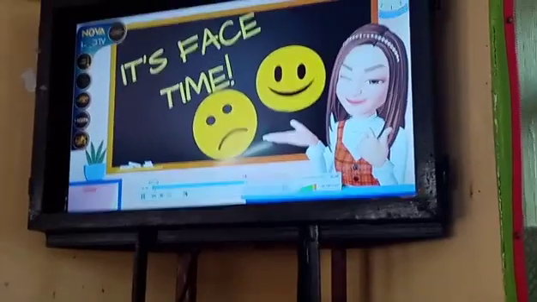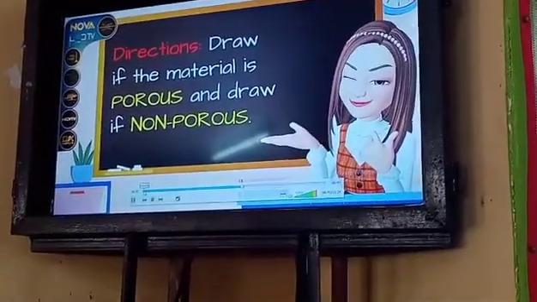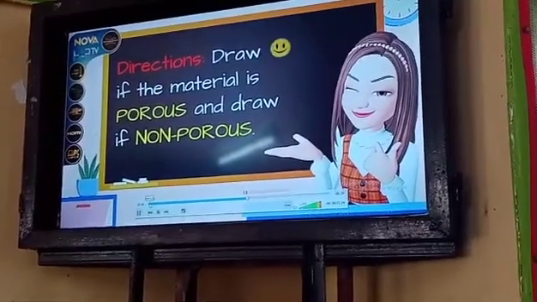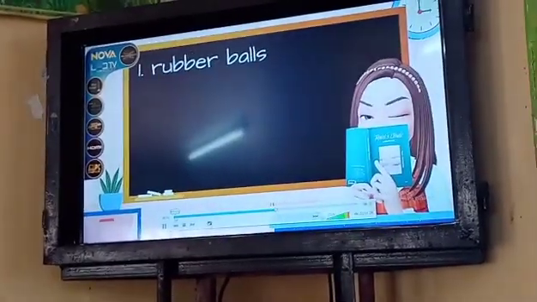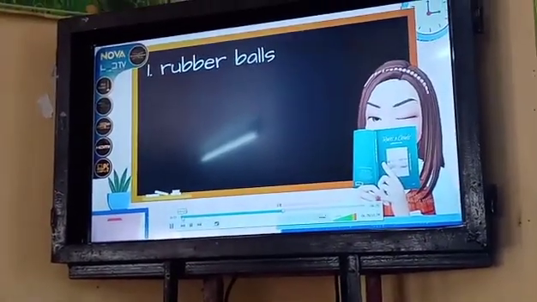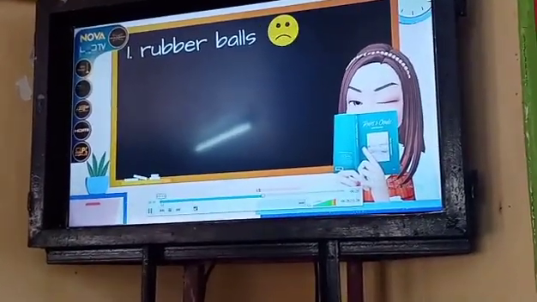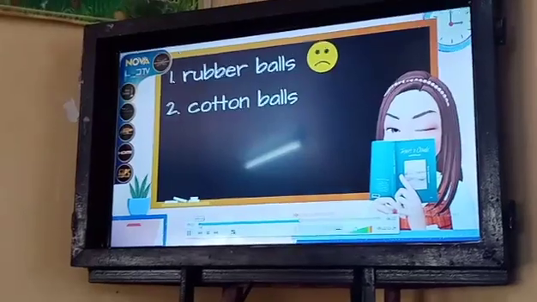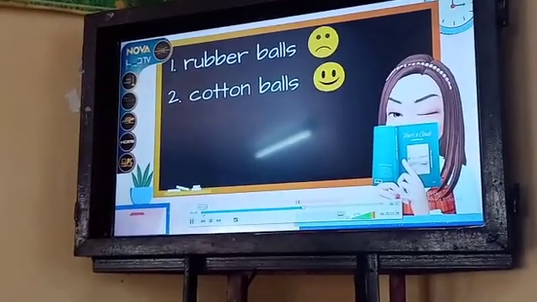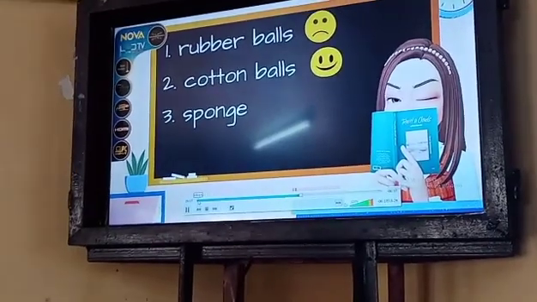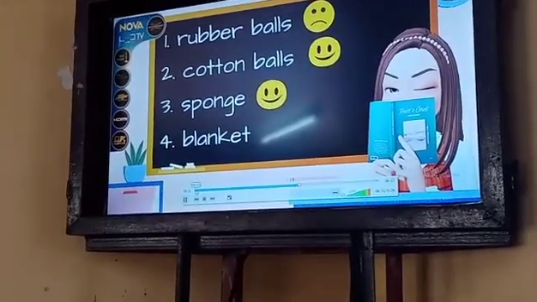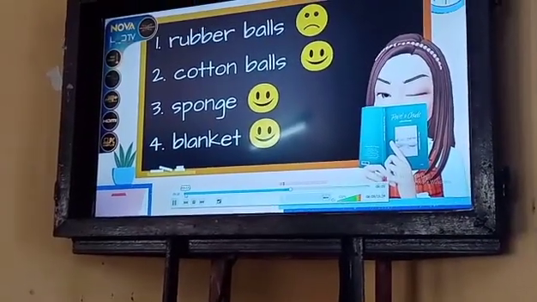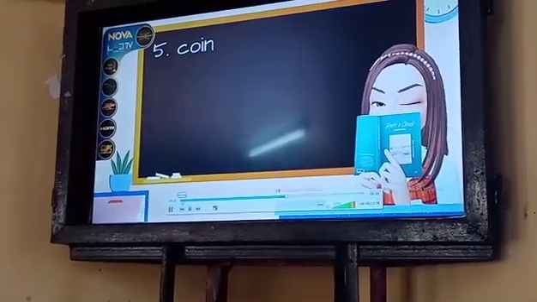So it's face time. Direction. Draw a smiley face if the material is porous, while you draw a sad face if it is non-porous. Number 1, rubber balls. Okay, so your answer is sad face. Number 2, cotton balls. Smiley face. Number 3, sponge. Smiley face. Number 4, blanket. Smiley face. 5, coins.